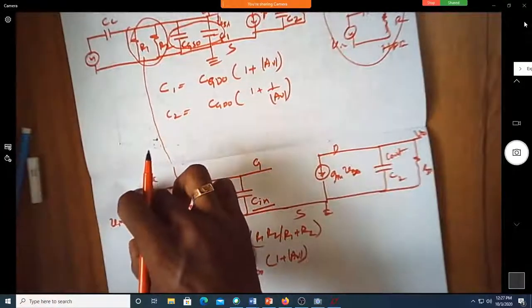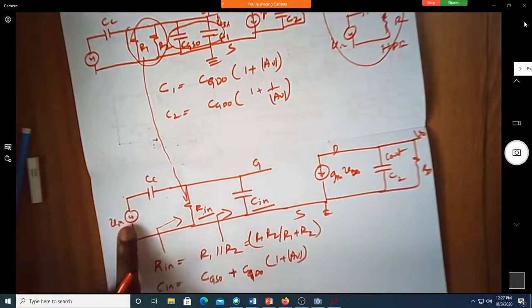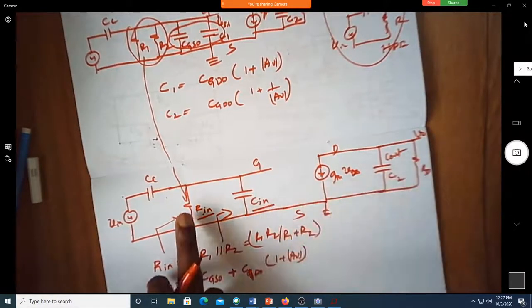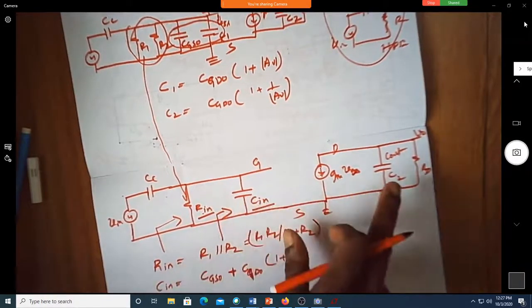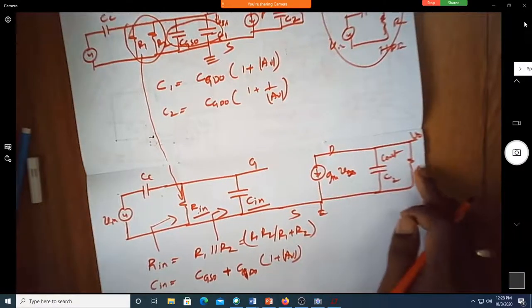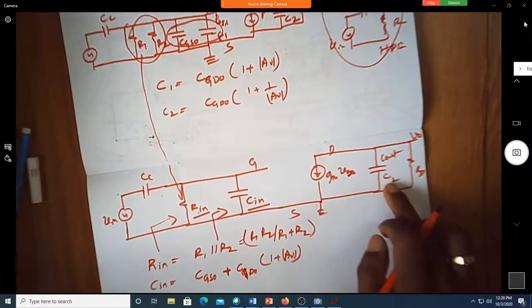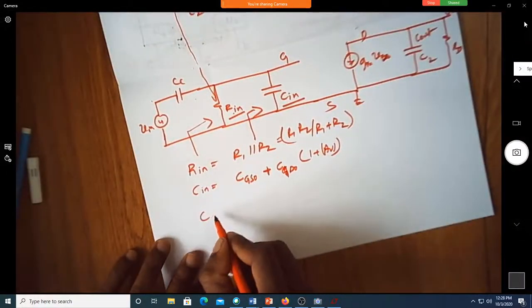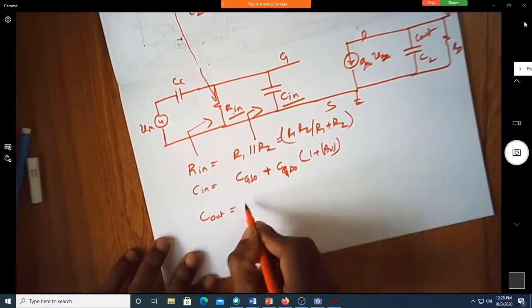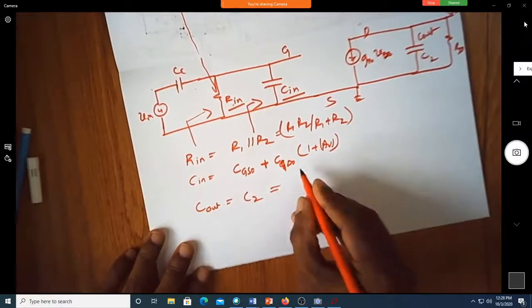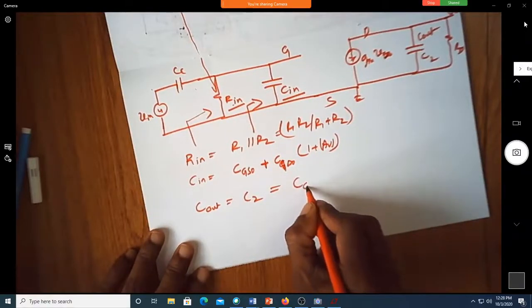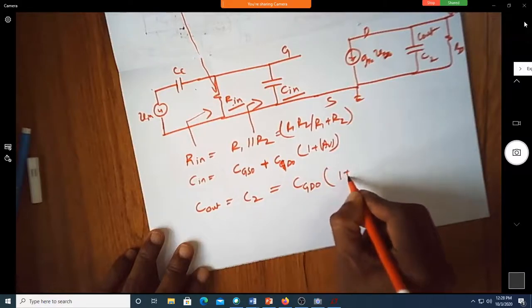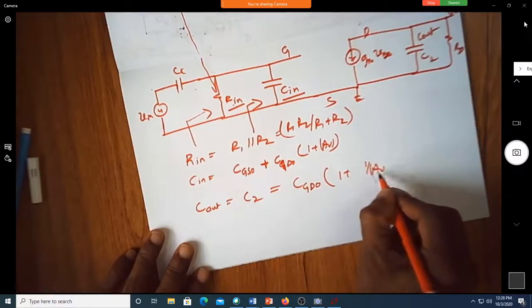Because this is input and this is output, that's why it is R in, C in, R out, C out. So here R out is RD, and here C out is C2. So I will write it as C out is equal to C2 is equal to CGDO into 1 plus 1 over AV.